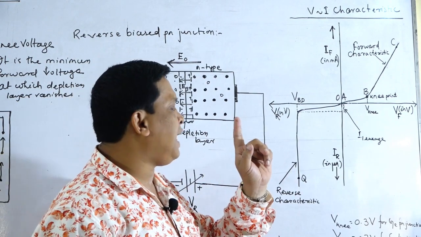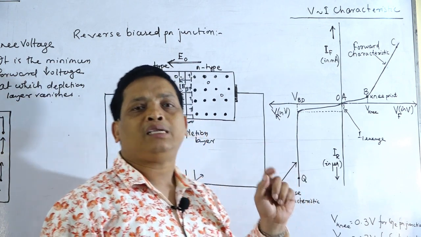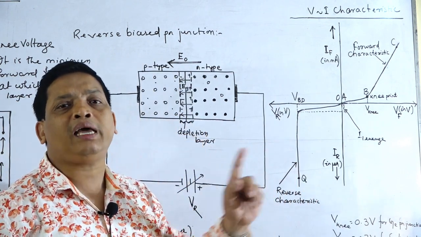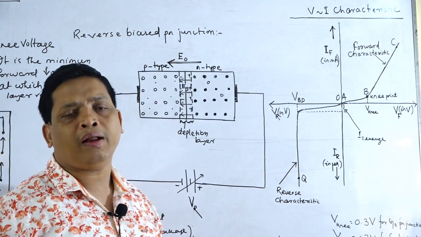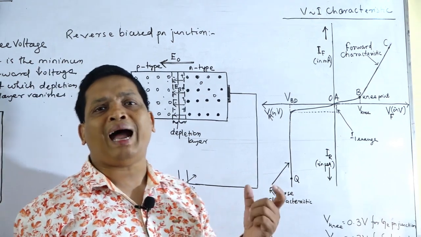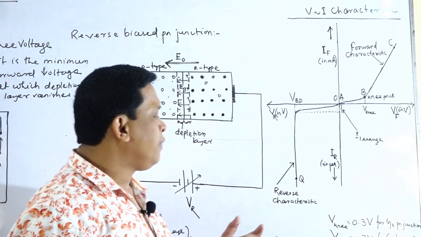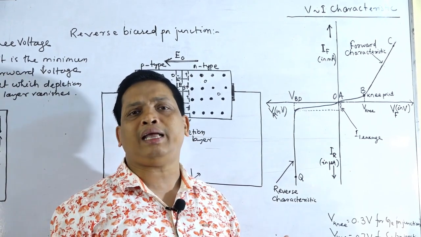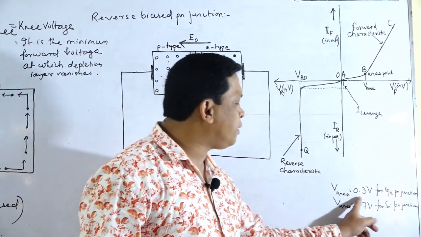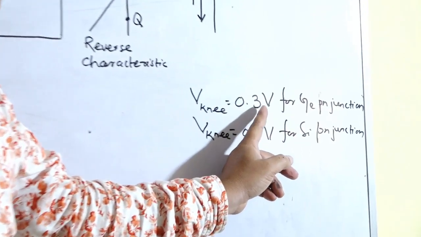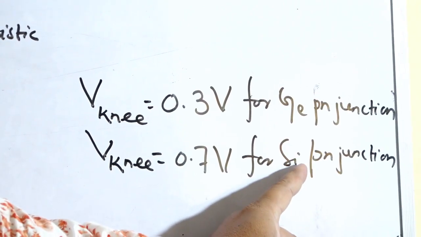Remember, knee voltage is 0.3 volt for germanium and 0.7 volt for silicon PN junction. So if we have taken germanium as the base material for making a PN junction, then for that type of PN junction, knee voltage is 0.3 volt, and if we have taken silicon as the base material for making the PN junction, its knee voltage is 0.7 volt. So V knee is 0.3 volt for germanium and 0.7 volt for silicon.